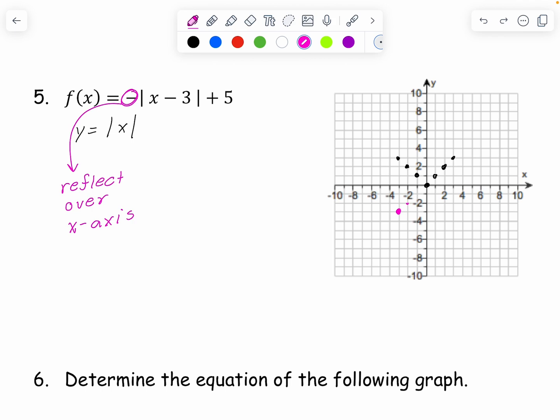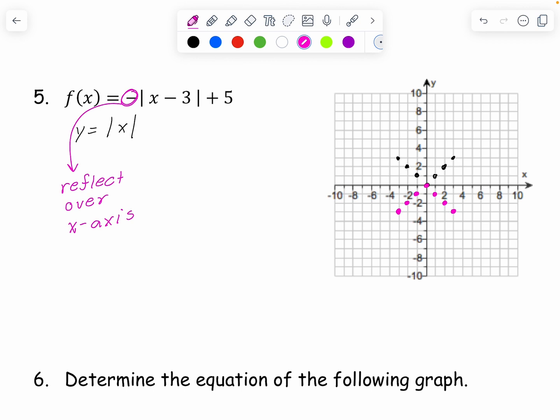Then if I take my next point, this one is 2 above the x-axis. So when I reflect it, it should go down to 2 below the x-axis. Then I take this one. Right now it is 1 above the x-axis. When I reflect it over, it should be 1 below the x-axis. Now for this one, my vertex, it is on the x-axis. So if I reflect it over the x-axis, it doesn't change. It just stays the same. Then we take this one, flip it down to 1 below. Then we take our next one and we flip it down to 2 below. And then we take the next one and we flip it down to 3 below.